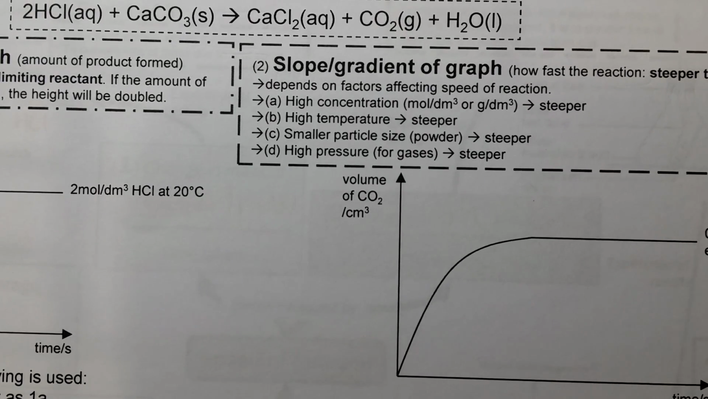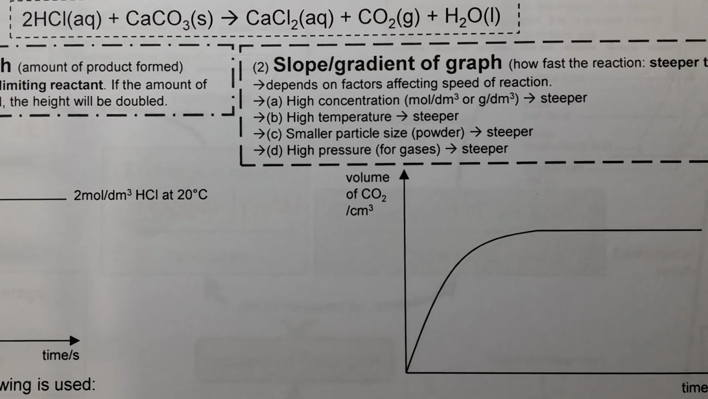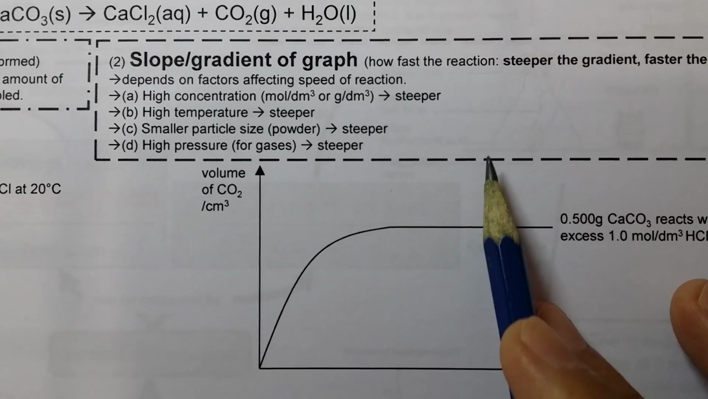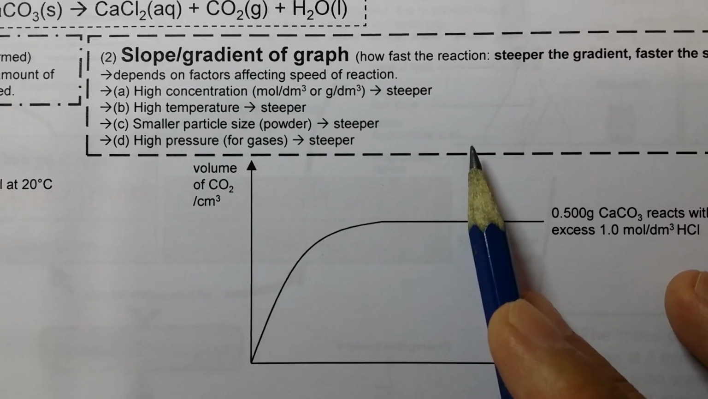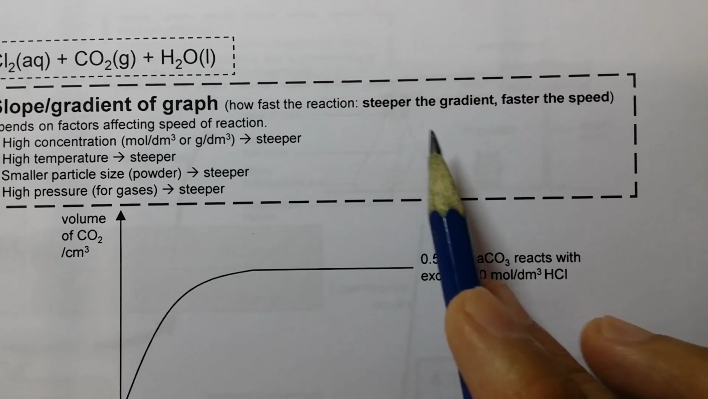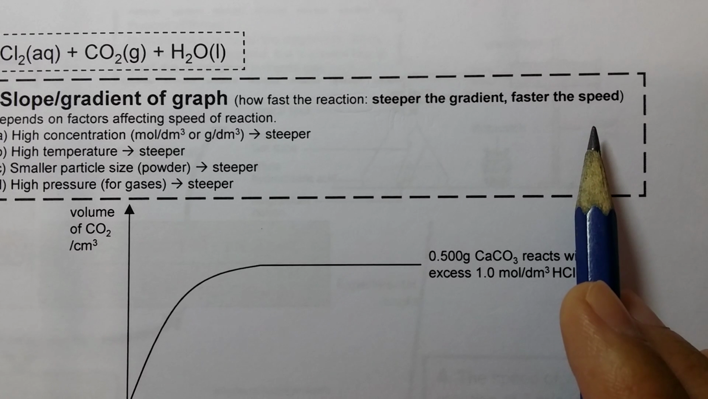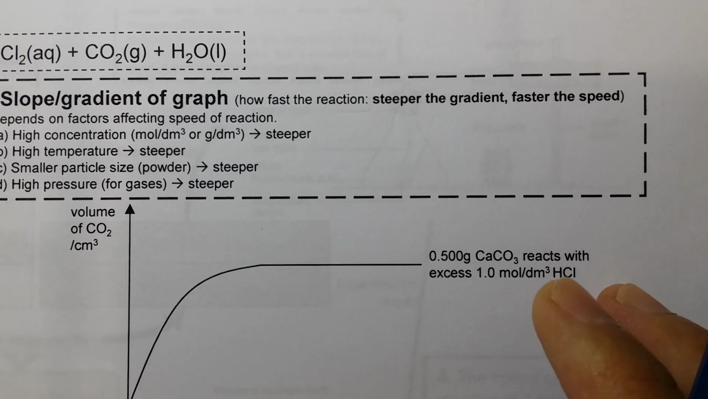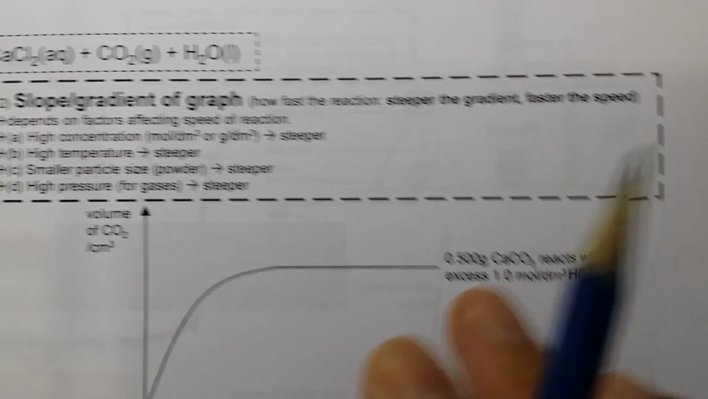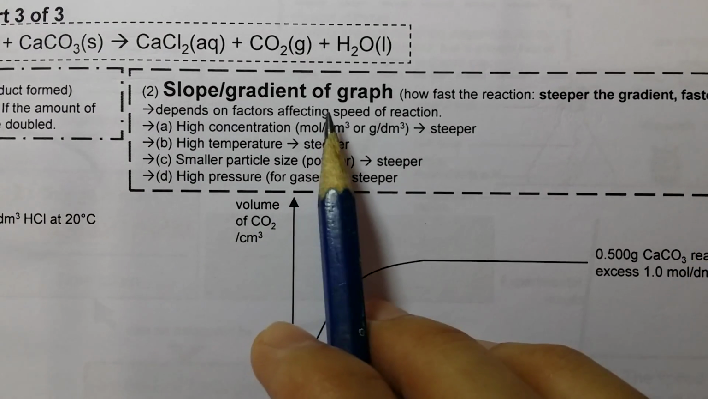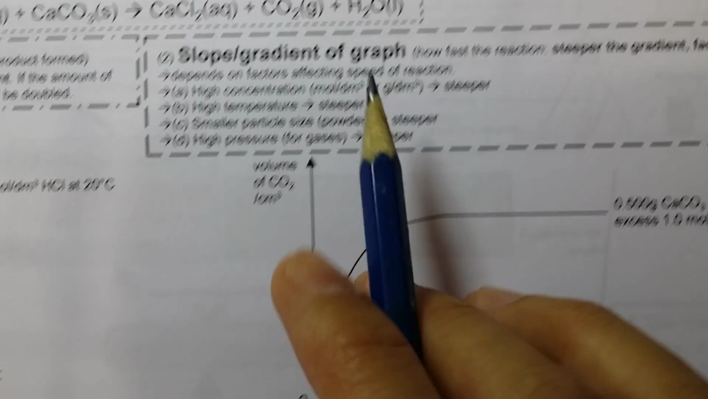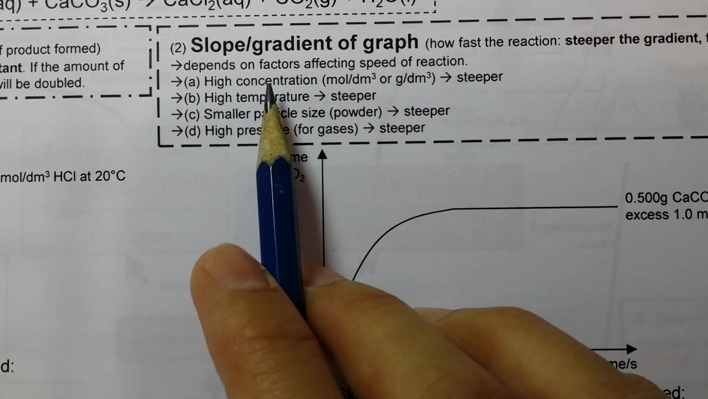Now the second aspect of the graph of the speed of reaction that you need to take note of would be the slope or the gradient. The slope or gradient basically represents the speed, how fast the reaction is. The steeper the gradient, the faster the speed of reaction. And likewise, the more gentle the gradient, the slower the speed of reaction. And this gradient depends on the factors that affect the speed of reaction, the 5 factors that we mentioned just now.